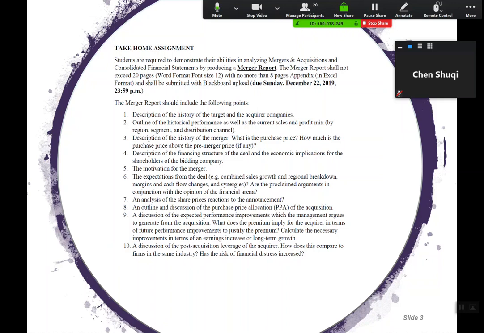And finally, what I would like you to discuss is the post-acquisition leverage of the acquirer if debt was involved. If debt was involved, of course, this is going to change the leverage of the acquirer. Even if debt is not involved, once we merge the two companies, you know that the debt is also summed up for the two companies. And so the question is, how does post-acquisition leverage look like? How does this compare to firms in the same industry? And most importantly, do you think that the risk of financial distress has increased?